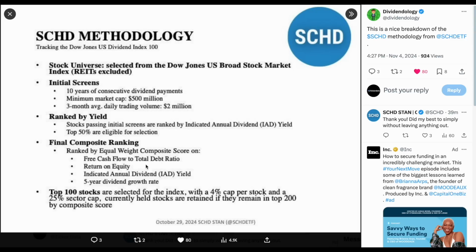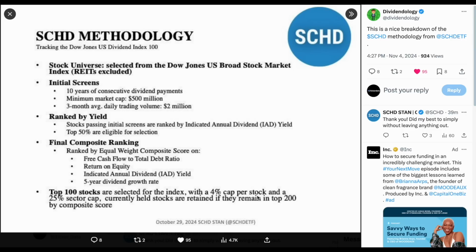Return on equity is telling us how profitable the company is based on shareholders' equity. We have indicated annual dividend yield, basically what the expected dividend yield is, and then of course 5-year dividend growth rate. We want to find stocks that are growing dividends at a high rate, and obviously SCHD has done this well because SCHD has double-digit dividend growth rates.